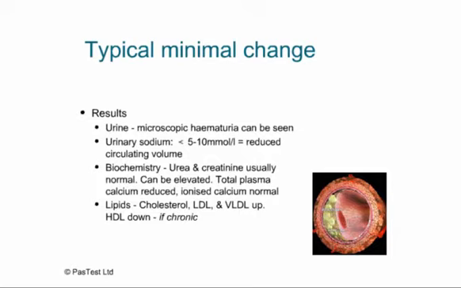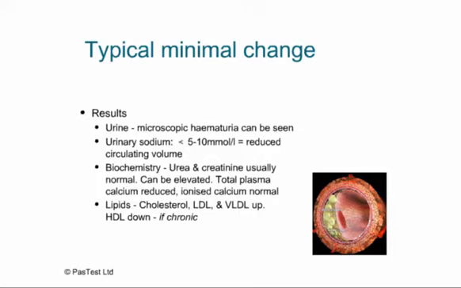very helpful. If we look at the plasma biochemistry, the urea and creatinine are usually normal, but the creatinine can be elevated if you're really dry. The plasma calcium is usually normal also. Lipids in chronic disease have the following pattern. We see cholesterol, LDL and VLDL elevated, but HDL is down.